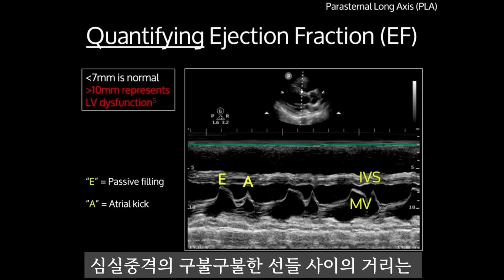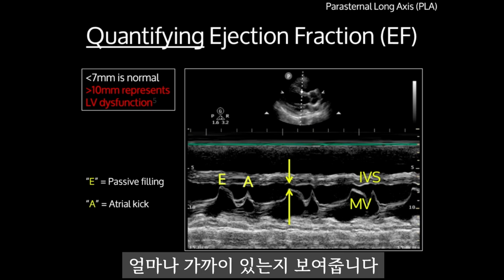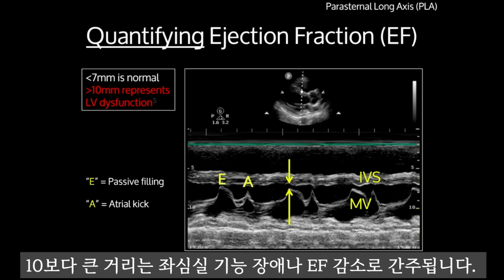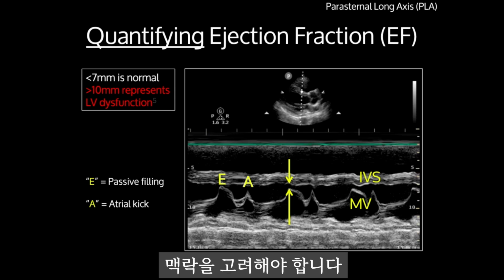The distance between the IVS and the squiggly lines shows just how close the anterior mitral valve leaflet gets to the interventricular septum. A distance of less than 7 millimeters is considered normal, and greater than 10 is considered LV dysfunction or reduced EF. 7 to 10 is sort of a gray area and needs to be taken into context.